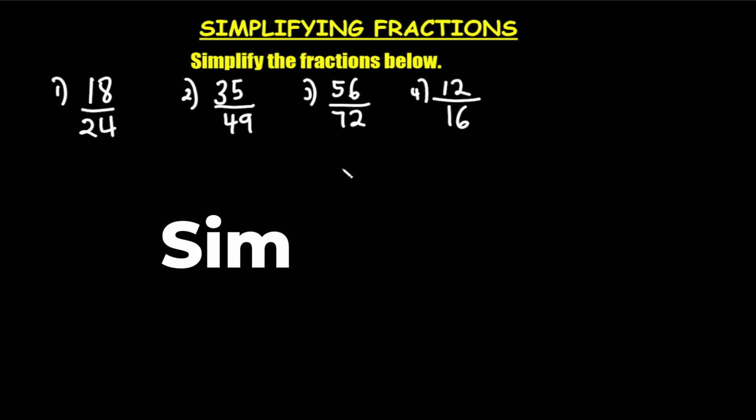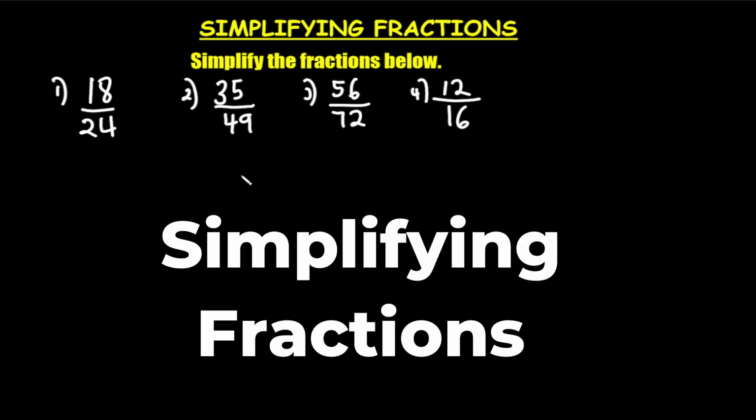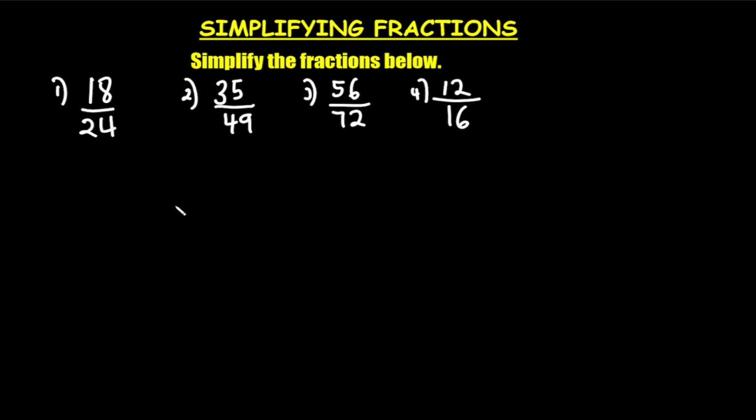Now let's consider how to simplify the following fraction. To simplify a fraction simply means to break the fraction into its lowest term or the simplest form. The first one we have over here is we are simplifying 18 over 24, or 18 divided by 24.